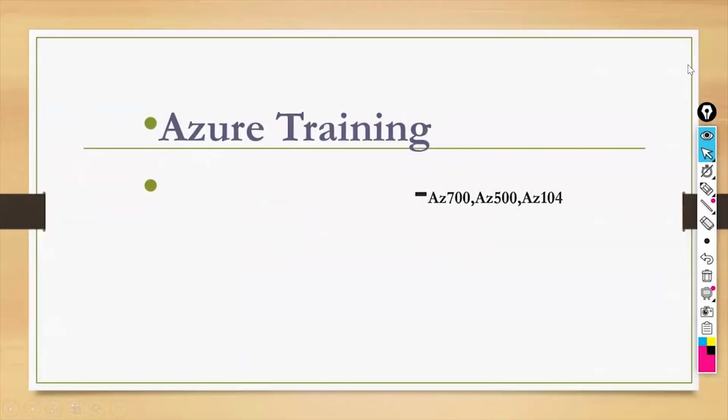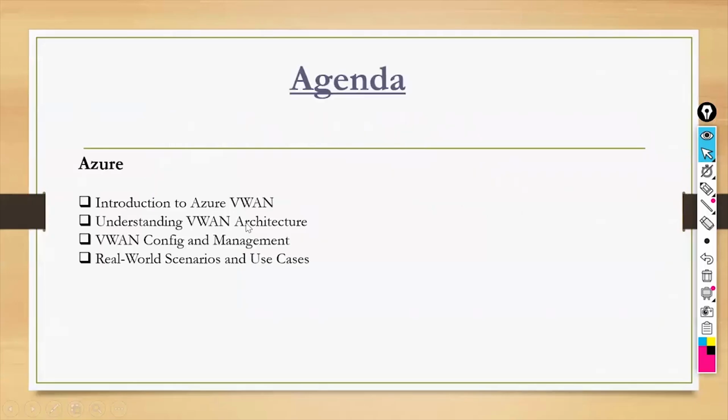So the topic for today is VWAN. We call it virtual WAN. It's a newly introduced technology from Azure, not that old, and it's very useful for the production environment, if you are managing any infrastructure. This is something every organization nowadays is opting for. Nowadays, they are opting for this VWAN.